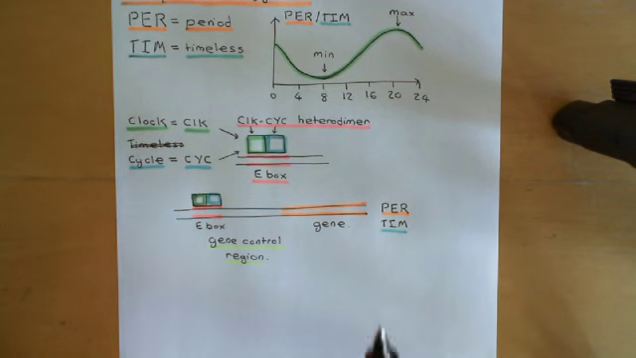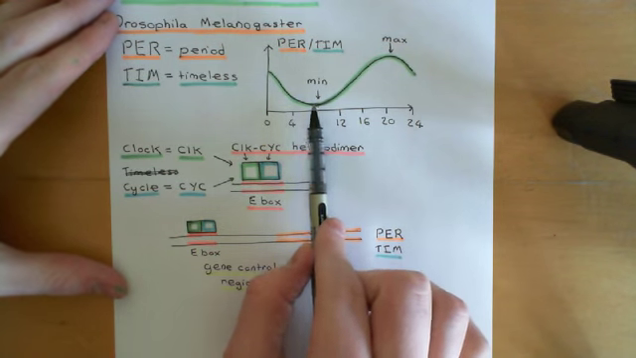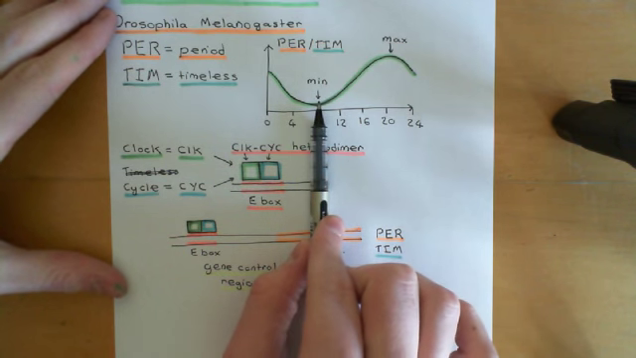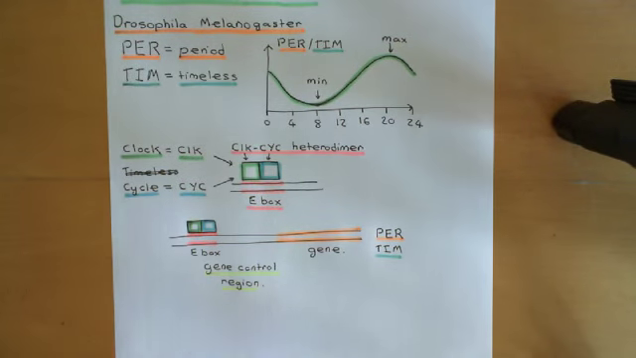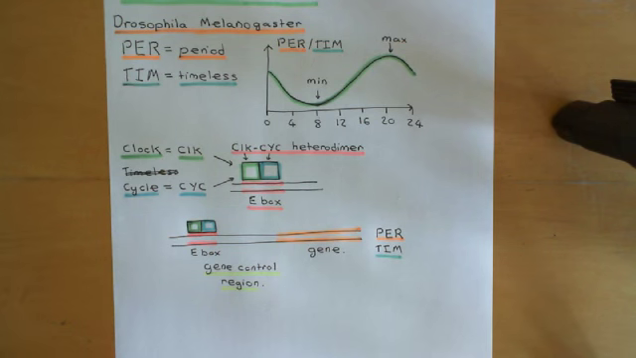Okay, so we're going to start somewhere with this cycle, and we're going to start at 8 o'clock in the morning, when period and timeless levels are really low within the cell. Okay, so period and timeless are very low at 8 o'clock in the morning, and that's where we're going to start. When period and timeless are low, it turns out that clock and cycle are very active at that time. And you'll see why later on.